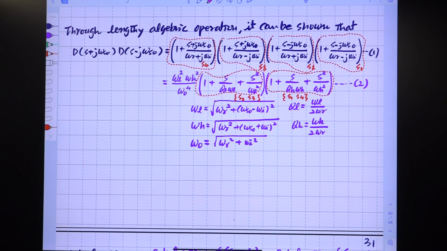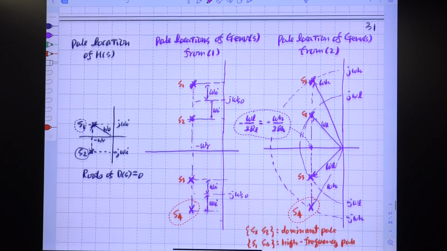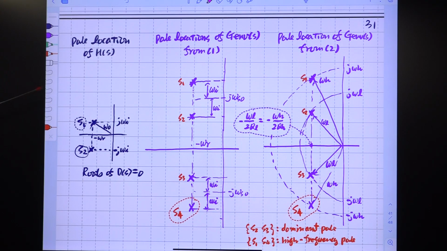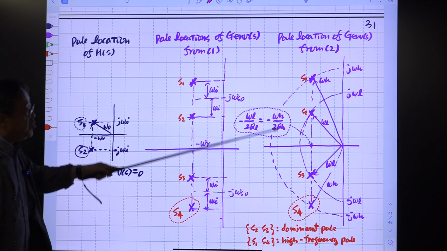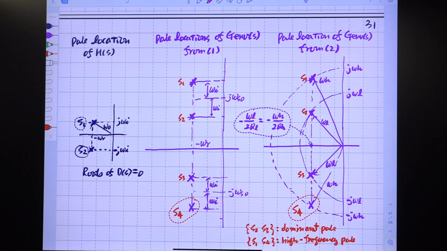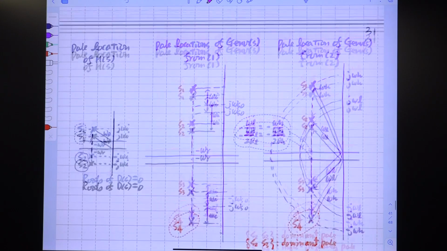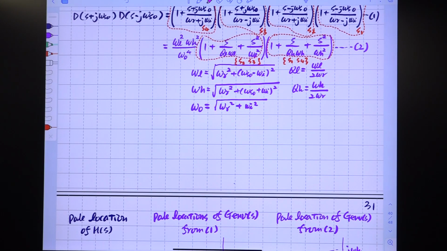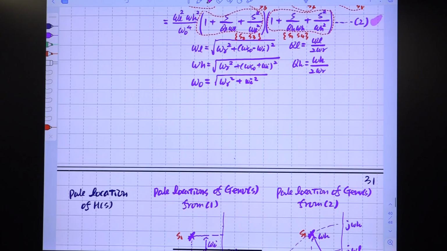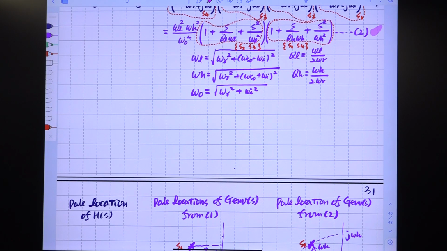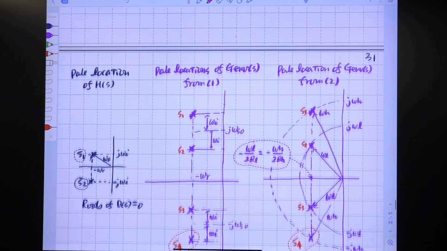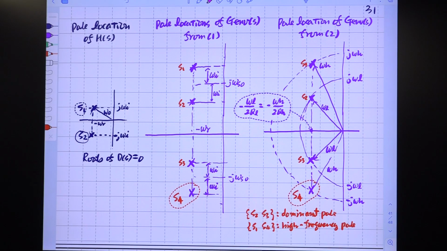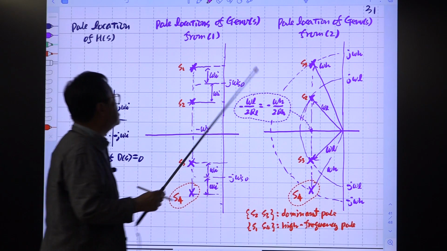Based on equation number 1. From equation number 1, this will be immediately transformed into these 4 poles at this location, okay? But in the same location, we use this one, equation number 2. Then in equation number 2, we know Q_L, omega_L, and Q_H, omega_H, okay?